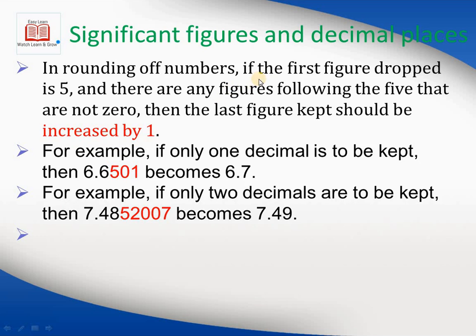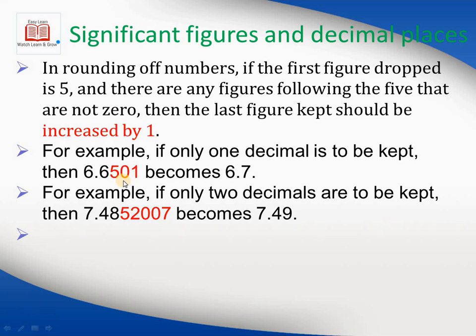In rounding of numbers, this is the last case. If the first figure dropped is 5 and there are any figures following the 5 that are not 0. In the previous two cases we discussed, if all the next digits are 0 after 5 or there is no digit after 5, then the previous cases are valid. But what happens when there are certain digits appended at the end of this 5? If there is 5 and there are any figures following the 5 that are not 0, then the last figure kept should be increased by 1. For example, if only one decimal is to be kept, then 6.6501 becomes 6.7.